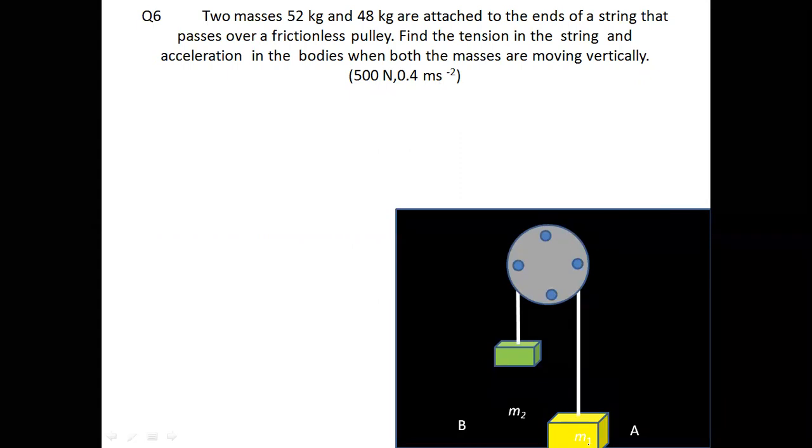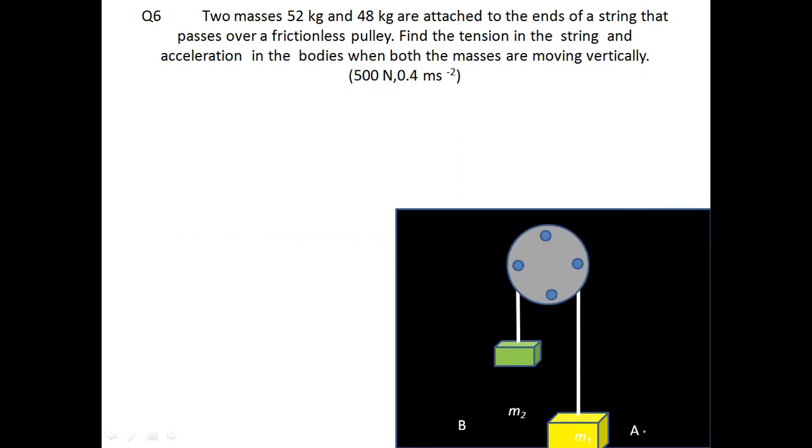Now we know the formulas, and what is happening over here: the heavier mass is pulling the lighter mass towards itself like this. Let's call the heavier mass M1 and the smaller mass M2, and let's call M1 object A, and M2 object B.